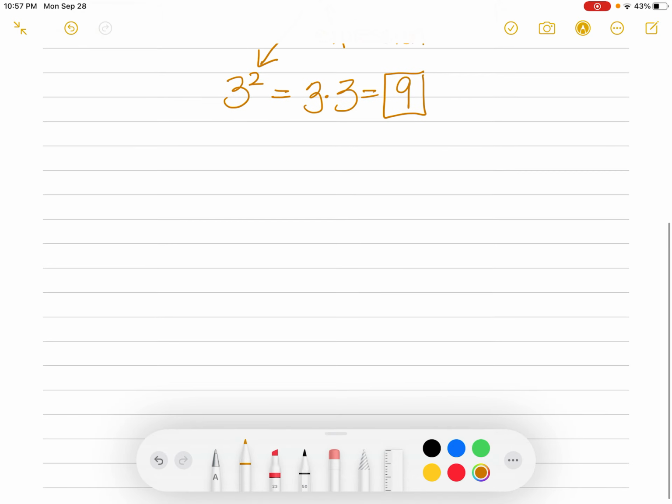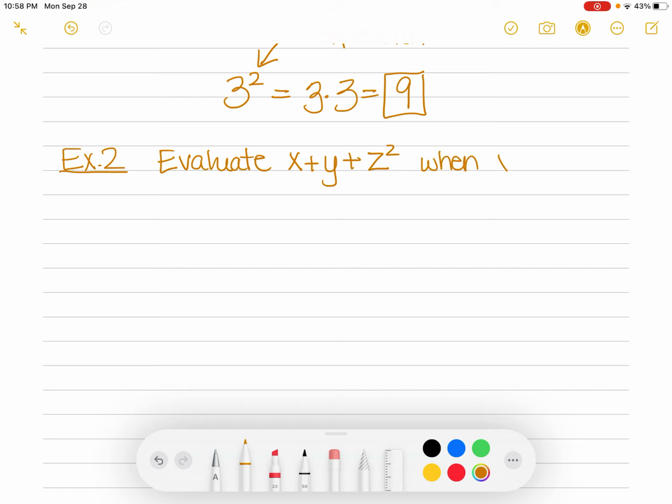Okay, example 2 is a little bit harder. And some of y'all would probably be okay with doing this on your own. So you're going to go ahead and try it on your own, and then you can come back and do this. Okay, evaluate x plus y plus z squared. Sorry, I was making sure that was a plus sign. Okay, and then it says when x equals 4, y equals 9, and z equals 2.